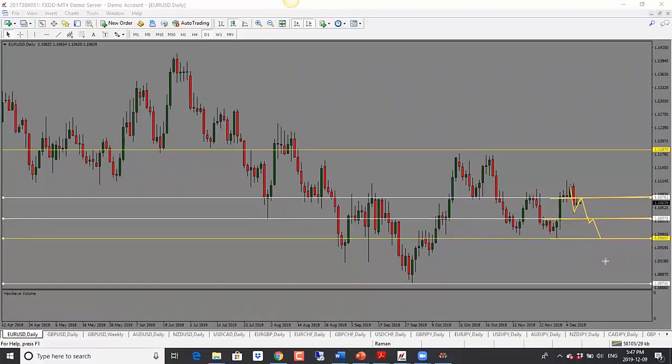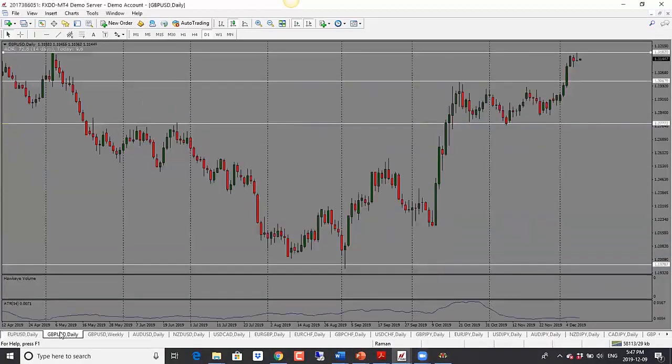After ECB or after the UK elections, we could look at that, but for now, for the immediate day, I'm looking for a bit of a drop into 1.1020, bearish bias for euro dollar.